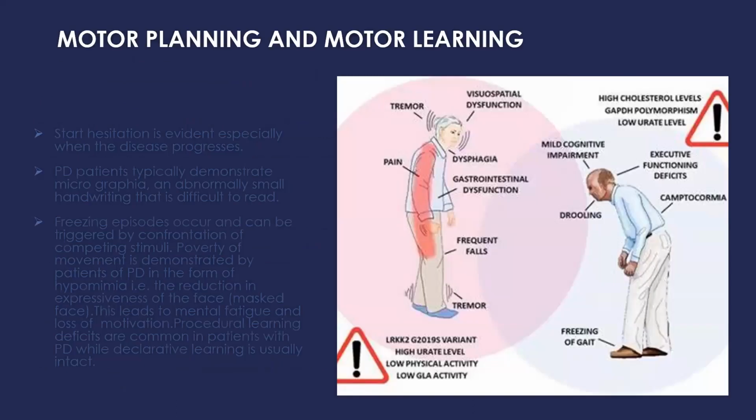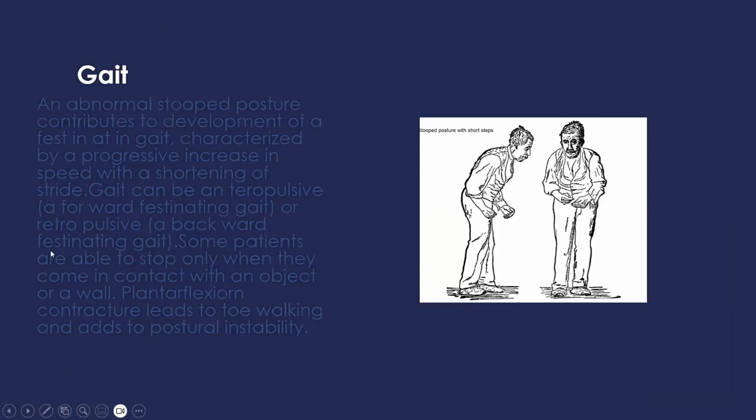Motor planning and motor learning. This is the initial stage of Parkinson disease, and this occurs in the Parkinson patient. Start hesitation is evident, especially when the disease progresses. Parkinson disease patients typically demonstrate micrographia, like the symptom we have discussed, small handwriting, and this is difficult to read.